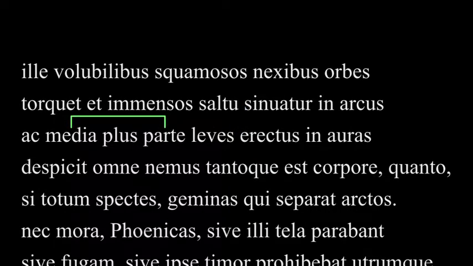The ablative media parta here is an ablative of comparison. Our comparative word is plus, more, and we translate the ablative phrase here with the word than, more than the middle part of the snake.